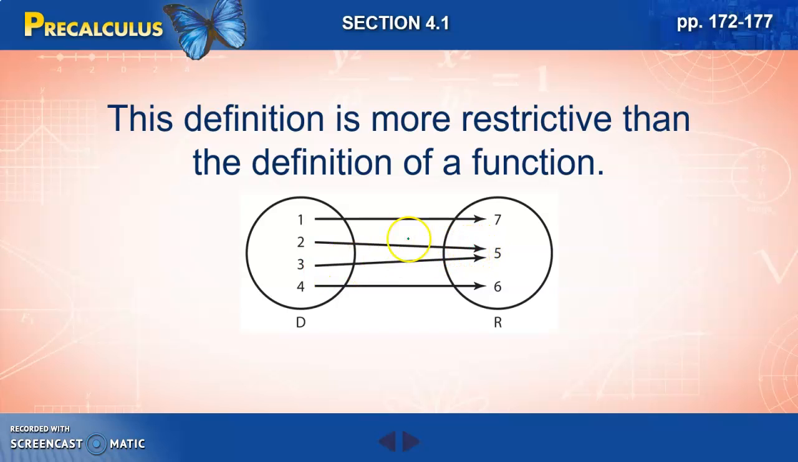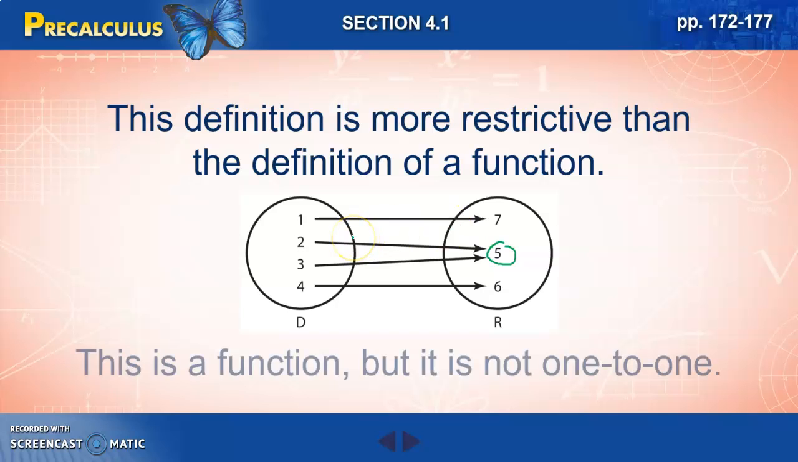Now, in the definition of a function, the domain value can only be paired with one y value or one range value. But the range value, as we see with the 5, could have multiple domain values associated with it. That's not the case with a one-to-one function. A one-to-one function is more restrictive, where each domain value only has one range value and each range value only has one domain value.